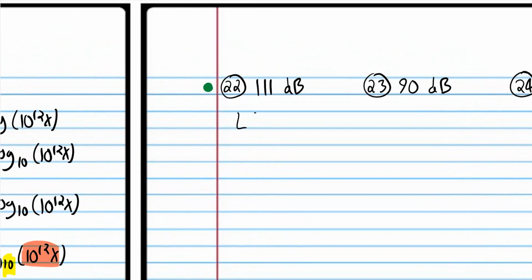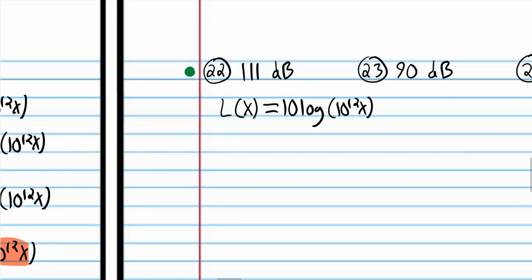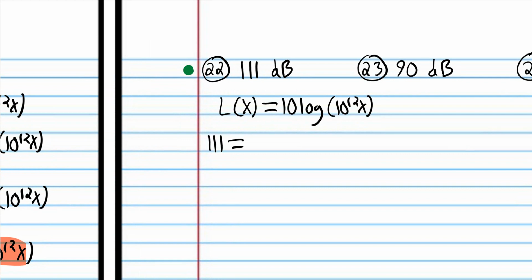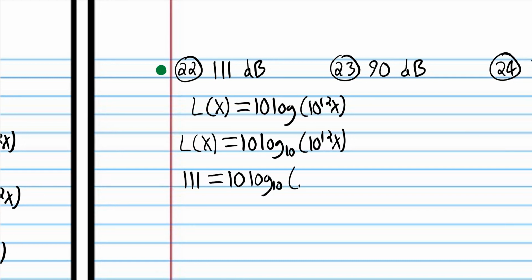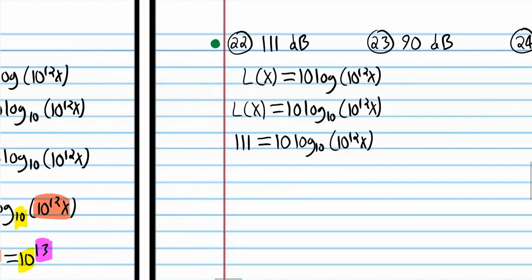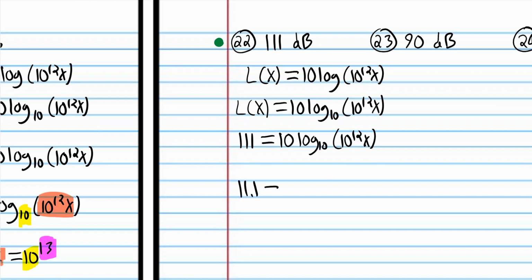Okay, we're back. So we have the loudness of sound defined for us. It's equal to this expression. And we know that the loudness of the sound that we're interested in is 111 decibels. But before we do that, just be aware that when you see a logarithm without a base, it's base 10. So the decibel level is 111. We're going to divide both sides by 10, and we get 11.1 is equal to log base 10 of 10 to the 12x.